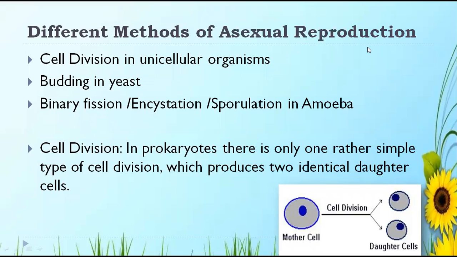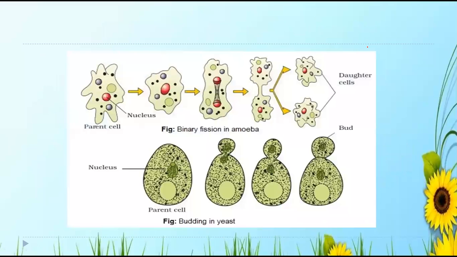Okay, so a cell division in prokaryotes, there is only one rather simple type of cell division which produces two identical daughter cells. That is nothing but the clones. Okay, till here we have been discussing. So let us go on to the next thing.